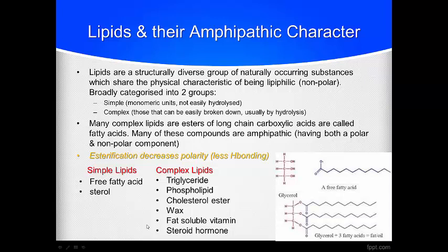So let's have a look here. So we've got our free fatty acid. It's our carboxylate on one end, and we've got our long aliphatic chain, a non-polar chain coming off it. When we have it with glycerol and react those together, we make ester linkages, and glycerol, having the 3 OHs, will attach to 3 fatty acids. So this is our complex lipids, and this is our simple lipids. So when they're bound here, it's a good way of storing the fatty acids, and it also makes them less polar and less likely to hydrogen bond.